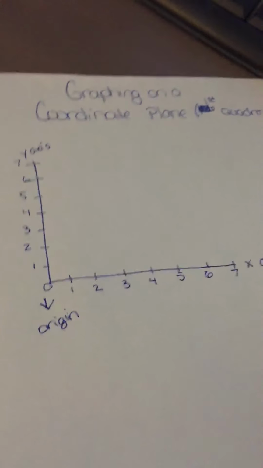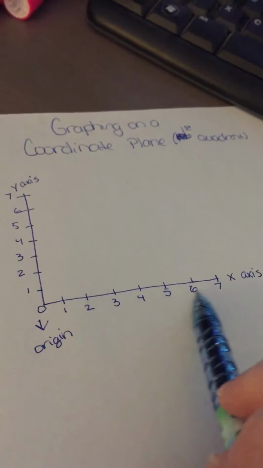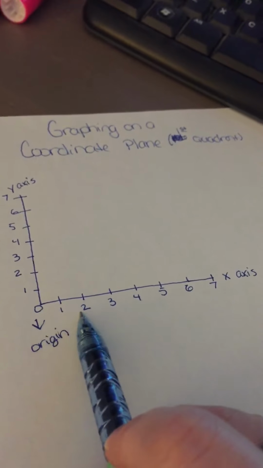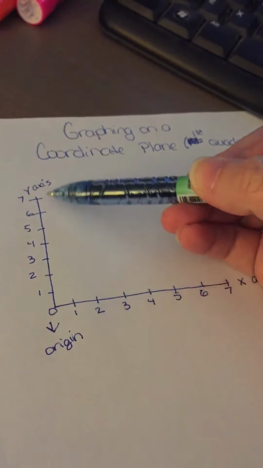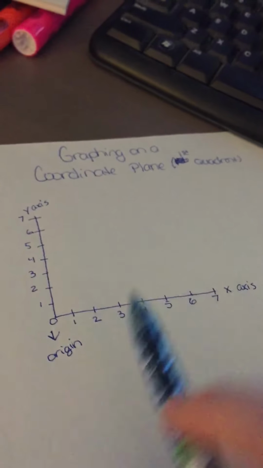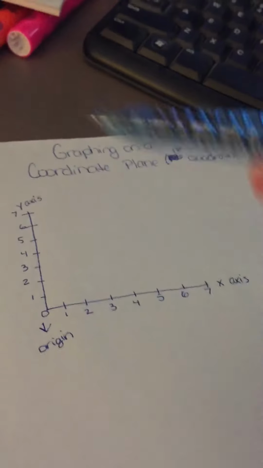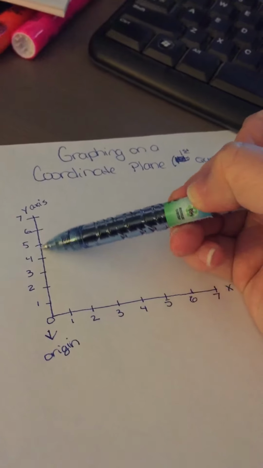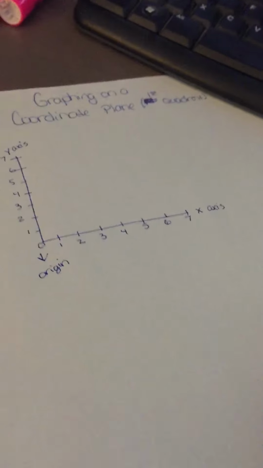When you are graphing in the first quadrant, all of your locations are going to be positive numbers. So all of my numbers on my x-axis are positive numbers. All of my numbers on my y-axis are positive numbers because they are really the right side of a number line going to the right of 0 and the top part of a vertical number line going above 0.